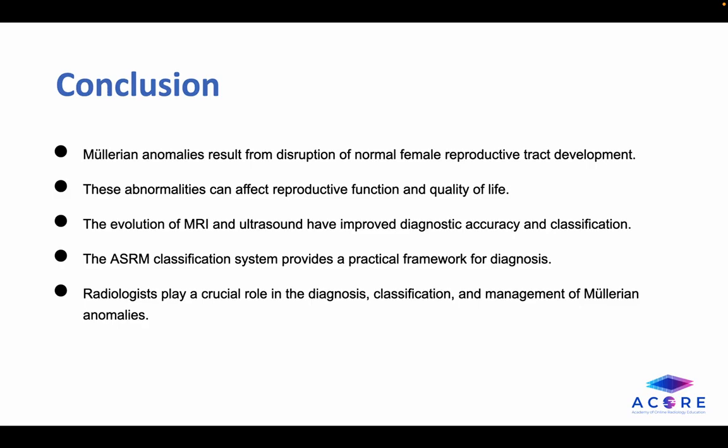To conclude, Müllerian anomalies arise from the disruption of normal embryologic development of the female reproductive tract and can significantly affect reproductive health and quality of life. Advances in imaging, especially MRI, have greatly improved diagnostic accuracy and classification, while the updated ASRM system provides a more comprehensive approach to these abnormalities. As imaging technology continues to evolve, radiologists remain central to the diagnosis, treatment planning, and multidisciplinary management of patients with these anomalies.